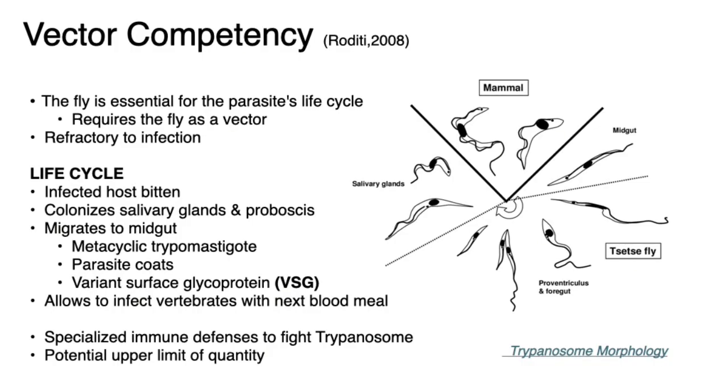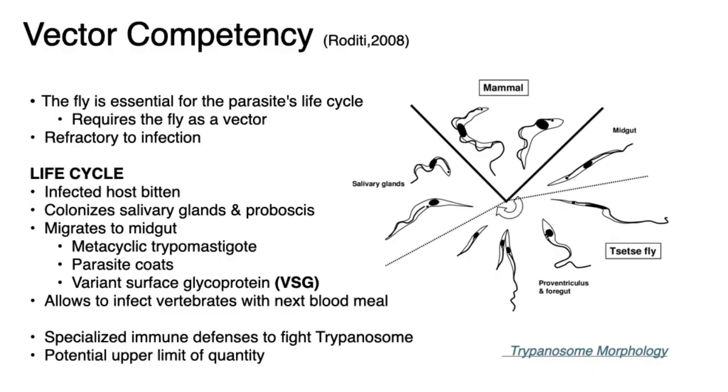It is going to colonize the salivary glands and the proboscis of the tsetse, and then it's going to migrate to the midgut. So when it's in the midgut, it is now in its infected form and is called metacyclic trypomastigote. The trypanosome has parasite coats or surface molecules at varying levels of its development so that it can evade the proteases that are meant to degrade it within the host body. Variant surface glycoprotein, or VSG, allows for the parasite to be resistant to midgut proteases. It also allows for the parasite to undergo differentiation states.